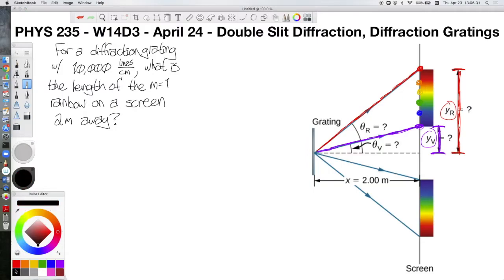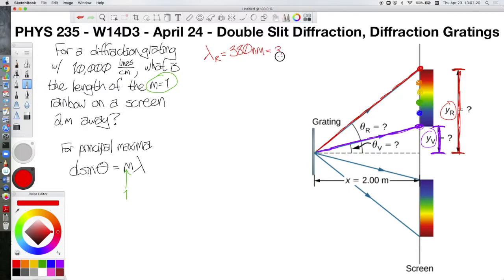So we're working with a diffraction grating, so we get to use our double slit formulas. And if we want principal maxima, we need d sine theta equals m lambda. And we want the m equals 1 maxima here, so we're going to plug 1 into this equation for m. And we know our wavelengths of red and violet light. That's something you could look up in a book. So the wavelength of red light is 380 nanometers, or 380 times 10 to the negative ninth meters. And for violet light, we have the wavelength of violet is 760 nanometers, which is 760 times 10 to the negative ninth meters.